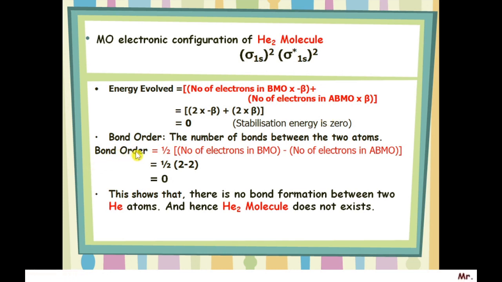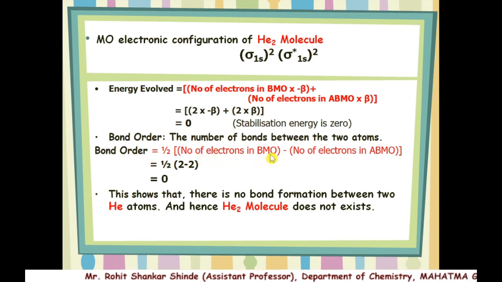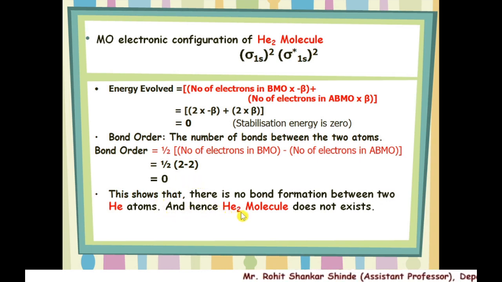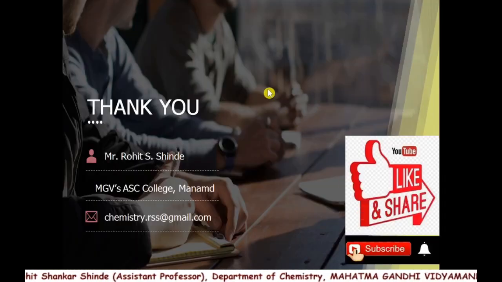Now let us calculate bond order. Bond order is the number of bonds present between the two atoms. It is given by the formula bond order is equal to 1/2 in bracket number of electrons in BMO minus number of electrons in ABMO. BMO consists of 2 electrons and ABMO also possesses 2 electrons. So 1/2 in bracket 2 minus 2, which is 0. So bond order 0 indicates that there is no bond formation between the two helium atoms, and hence the He2 molecule does not exist.